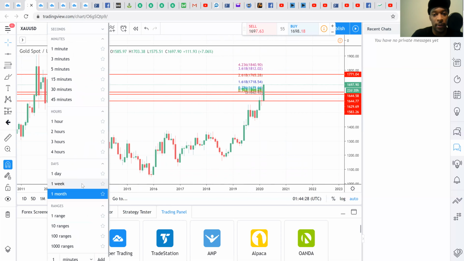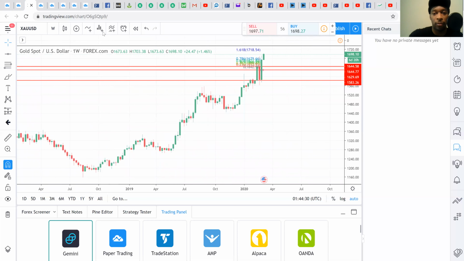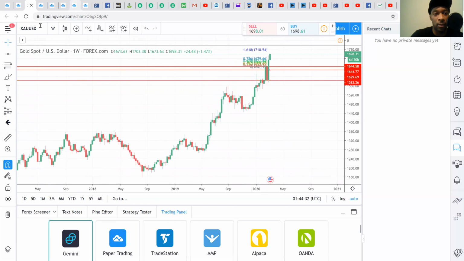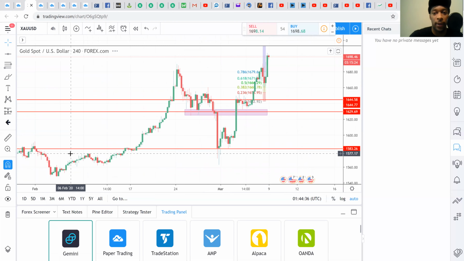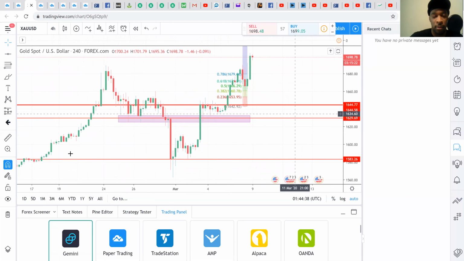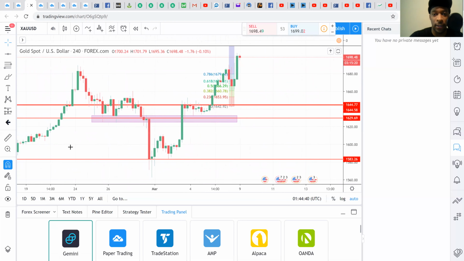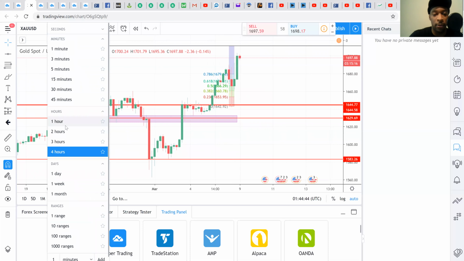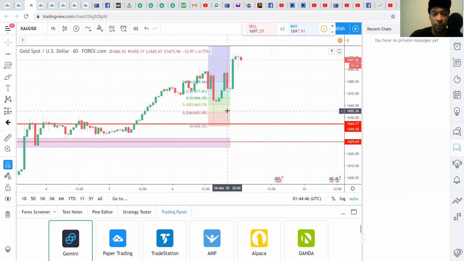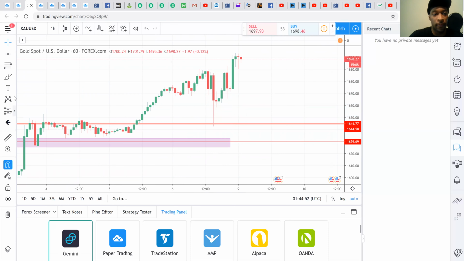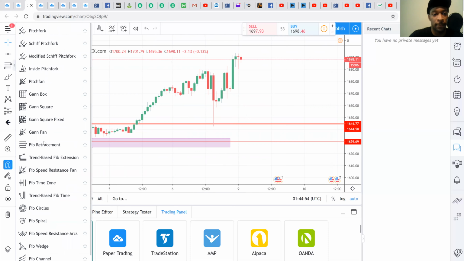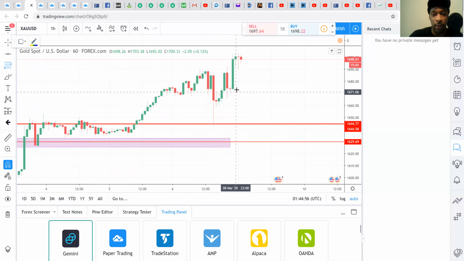So let's go to weekly. Let's actually go to 4 hours. The 4 hour chart, you get more clarity for the overall direction, which is still buy. And then we go to the 1 hour chart and redraw the fibs from the low to the high.